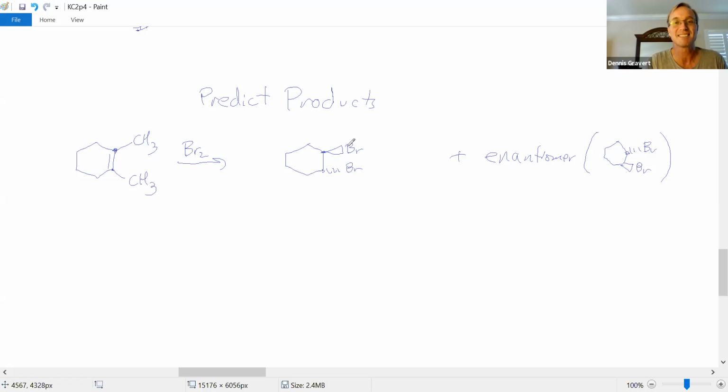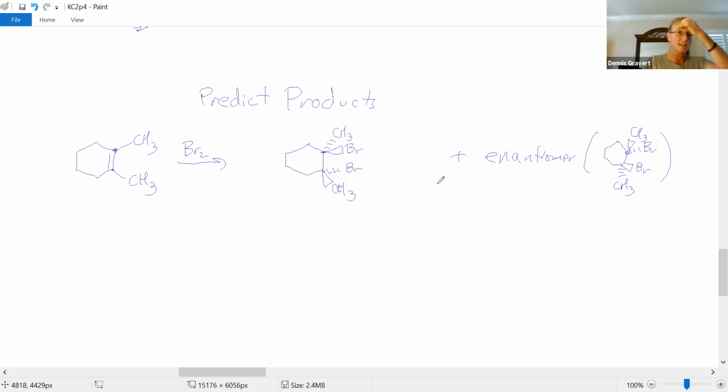So I have the top bromine coming from the top, pushing the top methyl away. And then the bottom bromine came in from underneath the ring and pushed the methyl group towards us. And that's our product, plus the enantiomer. So switch your dash and wedge bonds. That's the enantiomer.